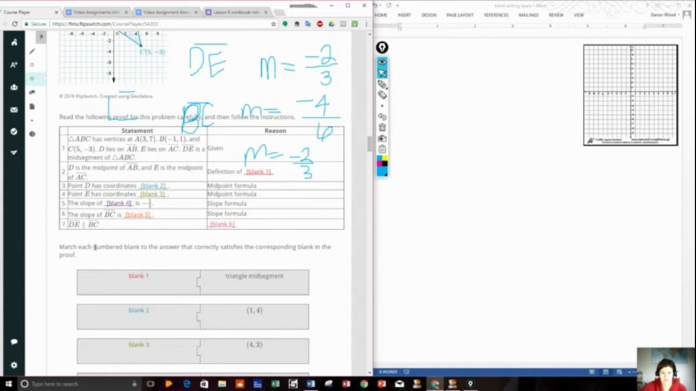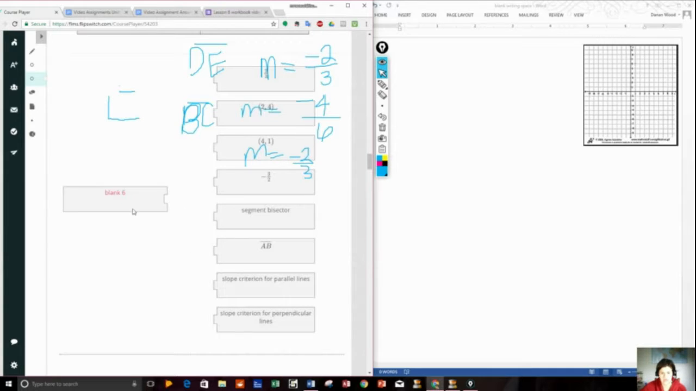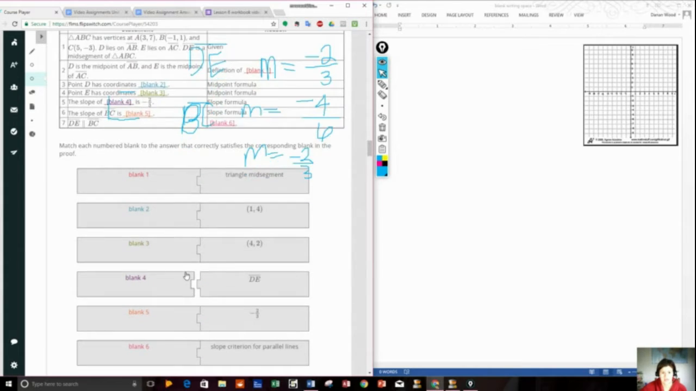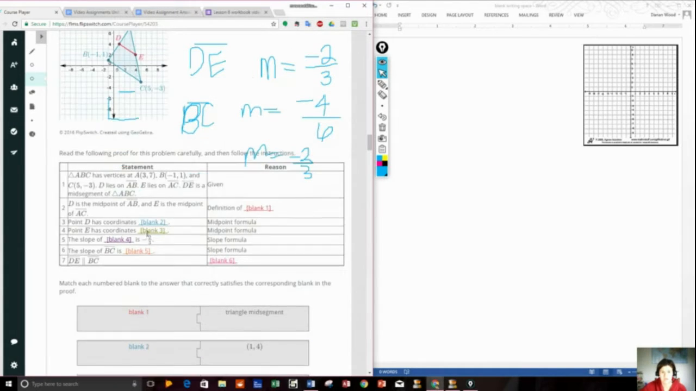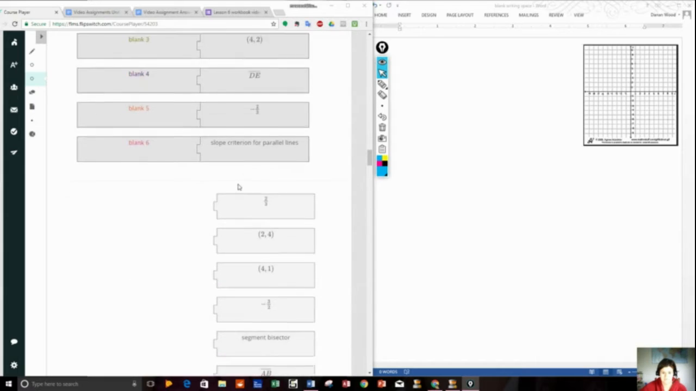Alright, blank 6 is our reason. Line segment DE is parallel to line segment BC, blank 6. Well, we just used the slopes of DE and BC, and we found that they were the same. So I'm using the slope criterion for parallel lines. That's what we wanted to prove. Alright, so there are our blanks for question 1.